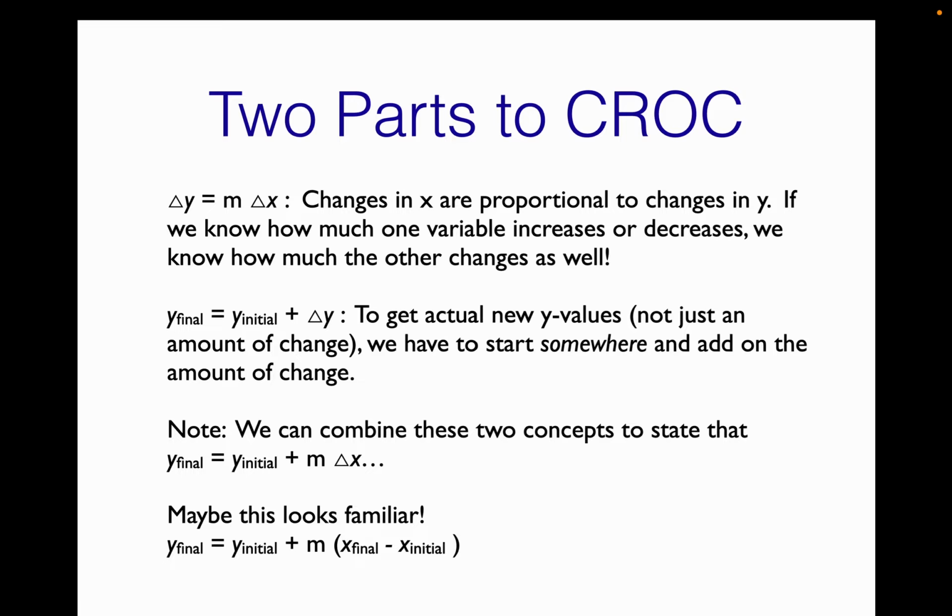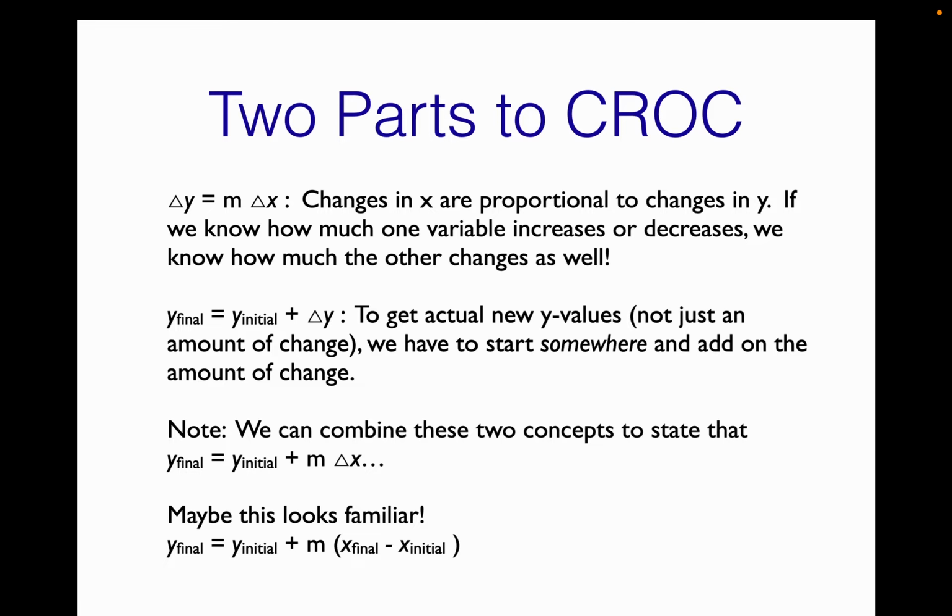So m delta x calculates the change in y altogether. And if I know how much y changes by, and I add it to some starting value for y, then I have a final value for y. So a starting value for y plus a change in y, m delta x, or m times x final minus x initial, tacked on to that initial value of y gives me a final value of y.